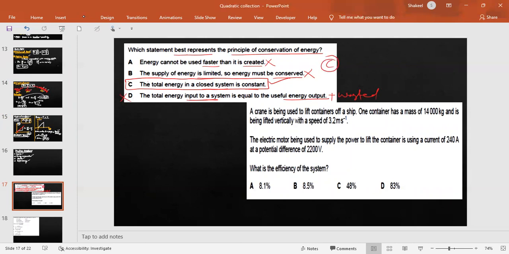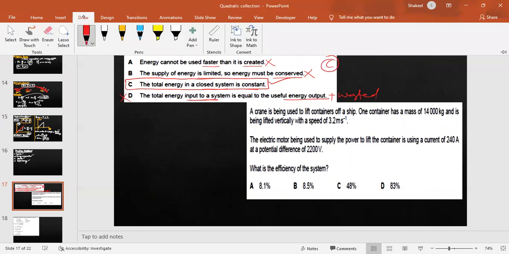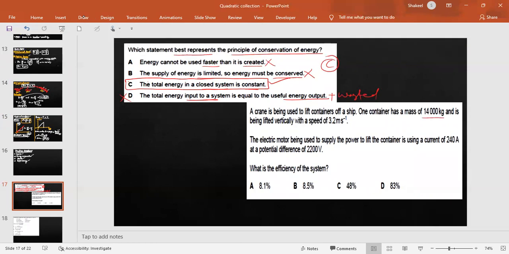Okay, let's look at number 2. A crane is being used to lift a container off a ship. One container has a mass of 14,000 kilograms and is being lifted vertically with a speed of 3.2. And when they say this speed, it means it is constant speed. The electrical motor being used to supply the power to lift the container is using a current of 240 amperes with a potential difference of 2200 volts. What is the efficiency of the system?